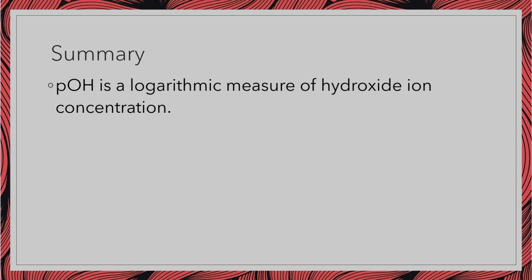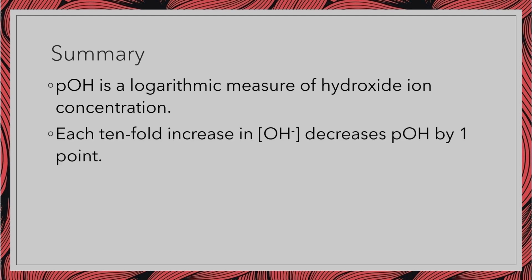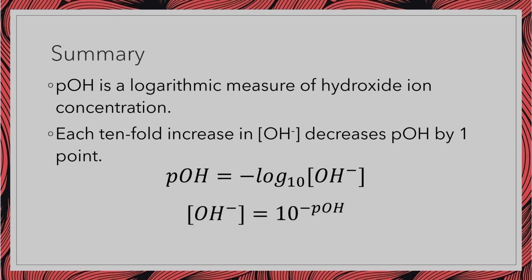Now, our summary. pOH is a logarithmic measure of hydroxide ion concentration, very similar to pH, but inverted. Each tenfold increase in hydroxide ion concentration decreases pOH by 1 point. This is our formula. pOH is negative log 10 of OH-. Hydroxide ion concentration is 10 to the negative pOH. And lastly, the way that they're related, pOH plus pH equals 14.